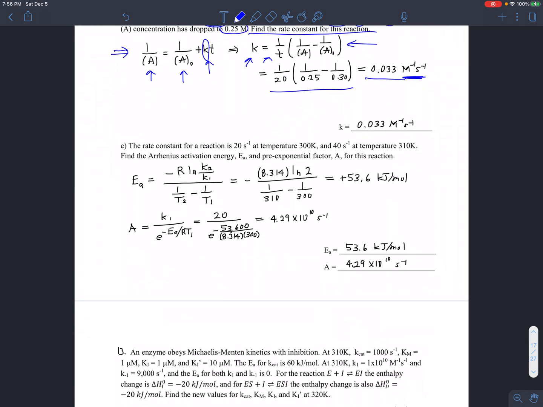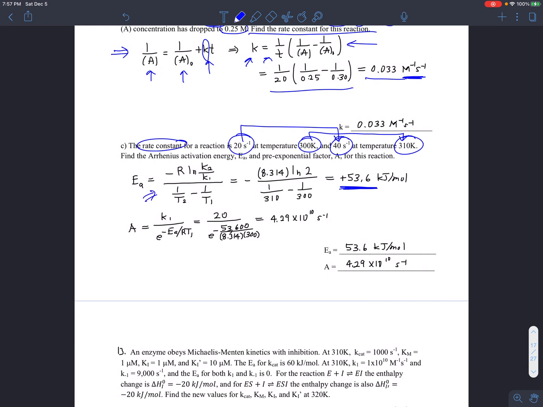Part C is a standard Arrhenius problem, right? We have a rate constant, 20 seconds to the minus 1 at 300, 40 seconds to the minus 1 at 310. Look also, it obeys the rule of thumb exactly. The rate constant doubled when the temperature went up by 10 degrees. That's the rule of thumb, and we know that when the rule of thumb applies, the barrier height, the energy of activation, is going to be about 50. And so we do the calculation.